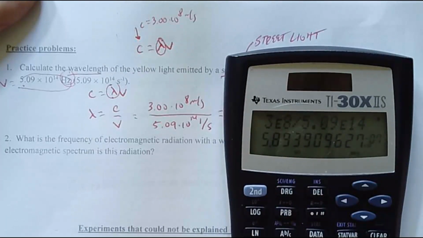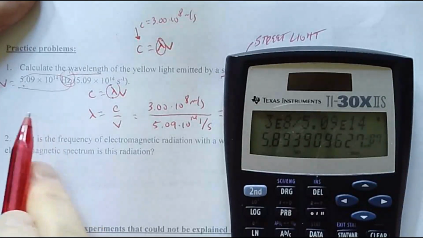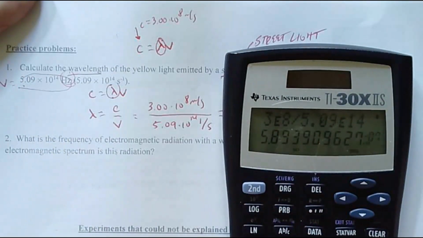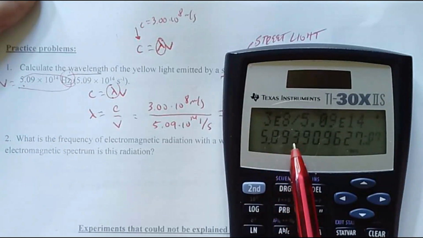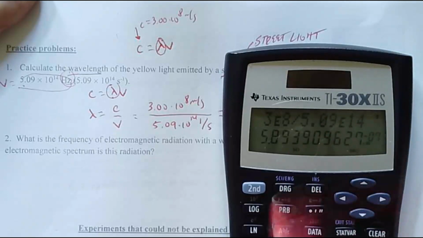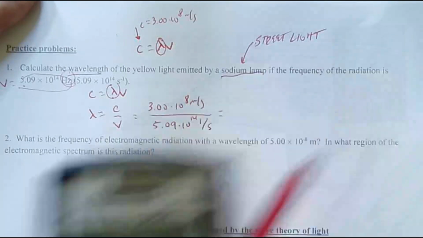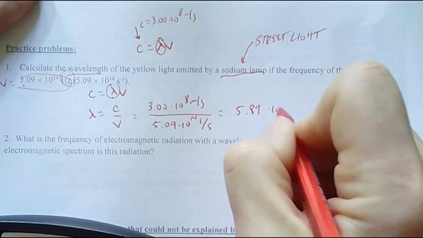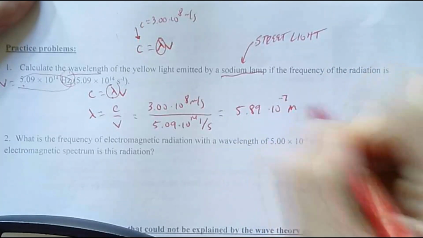And now we just have to take our significant figures. So how many significant figures should we have? Remember, the speed of light is a defined constant. So hopefully you looked at this and said, oh, there's 3 figures there, so I need to round this to 3. So counting over, there's 1, 2, 3. Look back behind it, that's a 3, so I'm just going to truncate it. And I can't forget the exponent. That becomes 5.89 times 10 to the minus 7th meters.